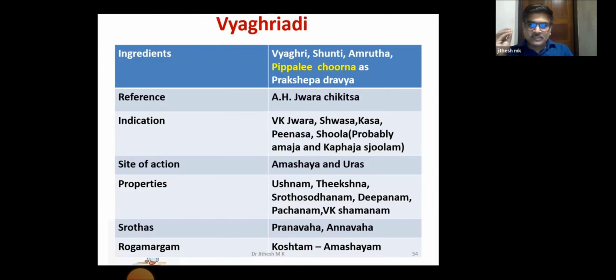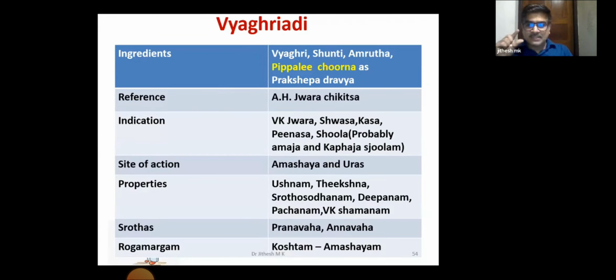The site of action of this yoga is Amashaya as well as Shiras. The properties are Ushna, Teekshna, Srotoshodhana, Deepana, and Vatakaphashamana. This yoga has more action on Pranavaha Srotas as well as Annavaha Srotas.